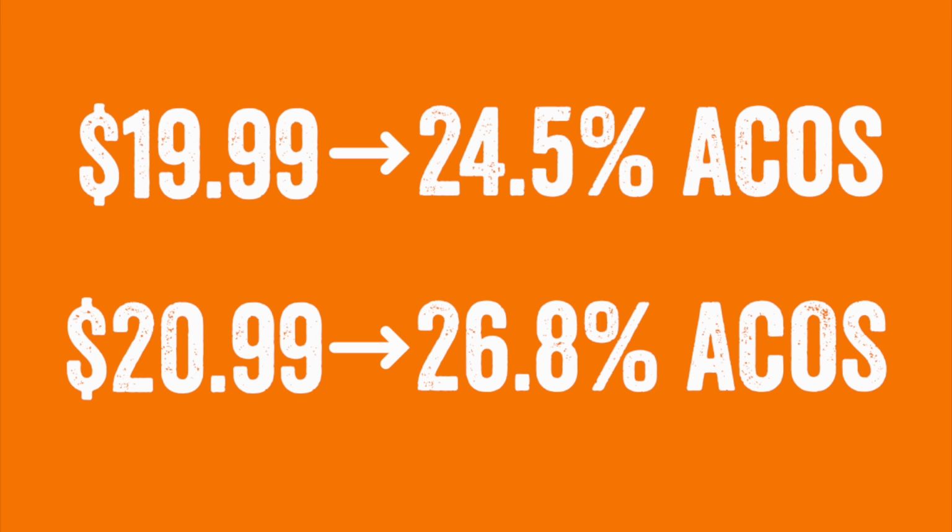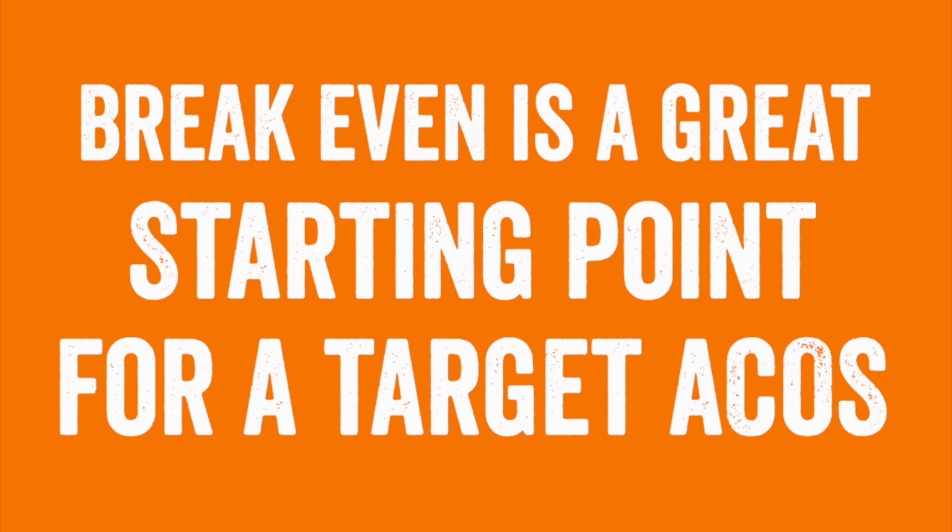So I think your break-even point is a good starting point to go up or down for your target ACOS, like what your ACOS goal is. So if your break-even point is a 24% profit margin, break-even ACOS is 24%. Oh, really? Okay, so if it's lower than 24%, then you want to spend more, and if it's higher, then you want to... Well, that's if that's your target. So I think break-even is a great starting point for a target ACOS.